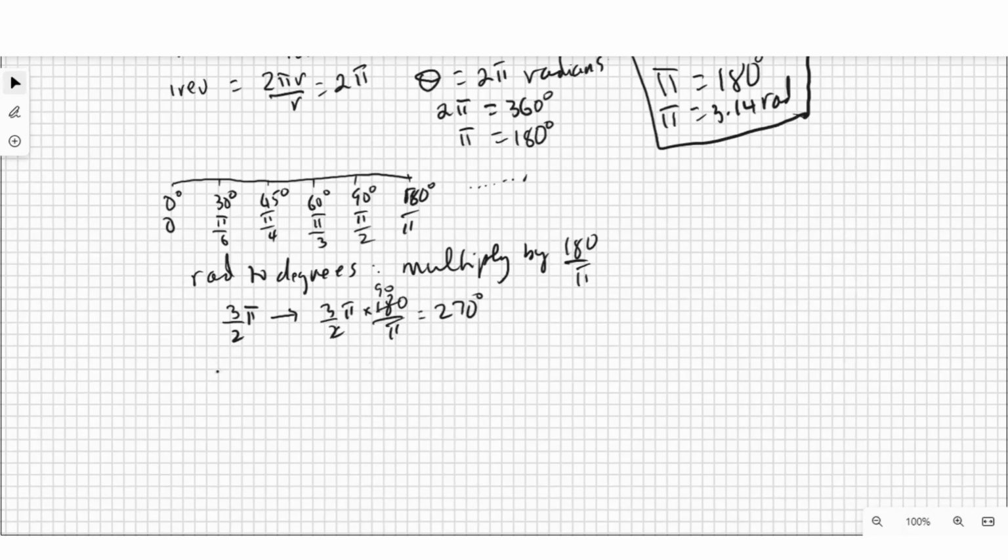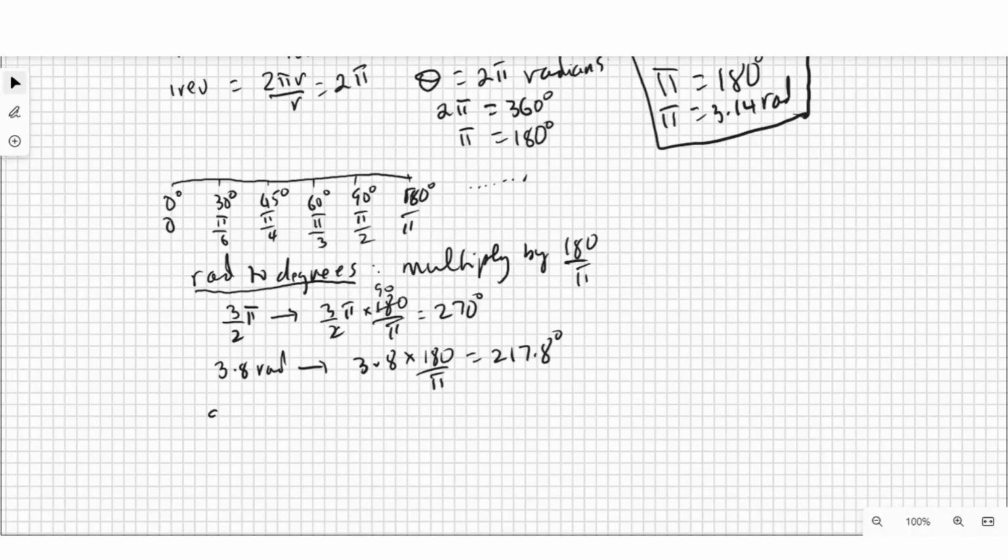If I have 3.8 rad, I change this one to degrees. 3.8 times 180 over pi, which is equal to 217.8 degrees. This is radians to degrees.